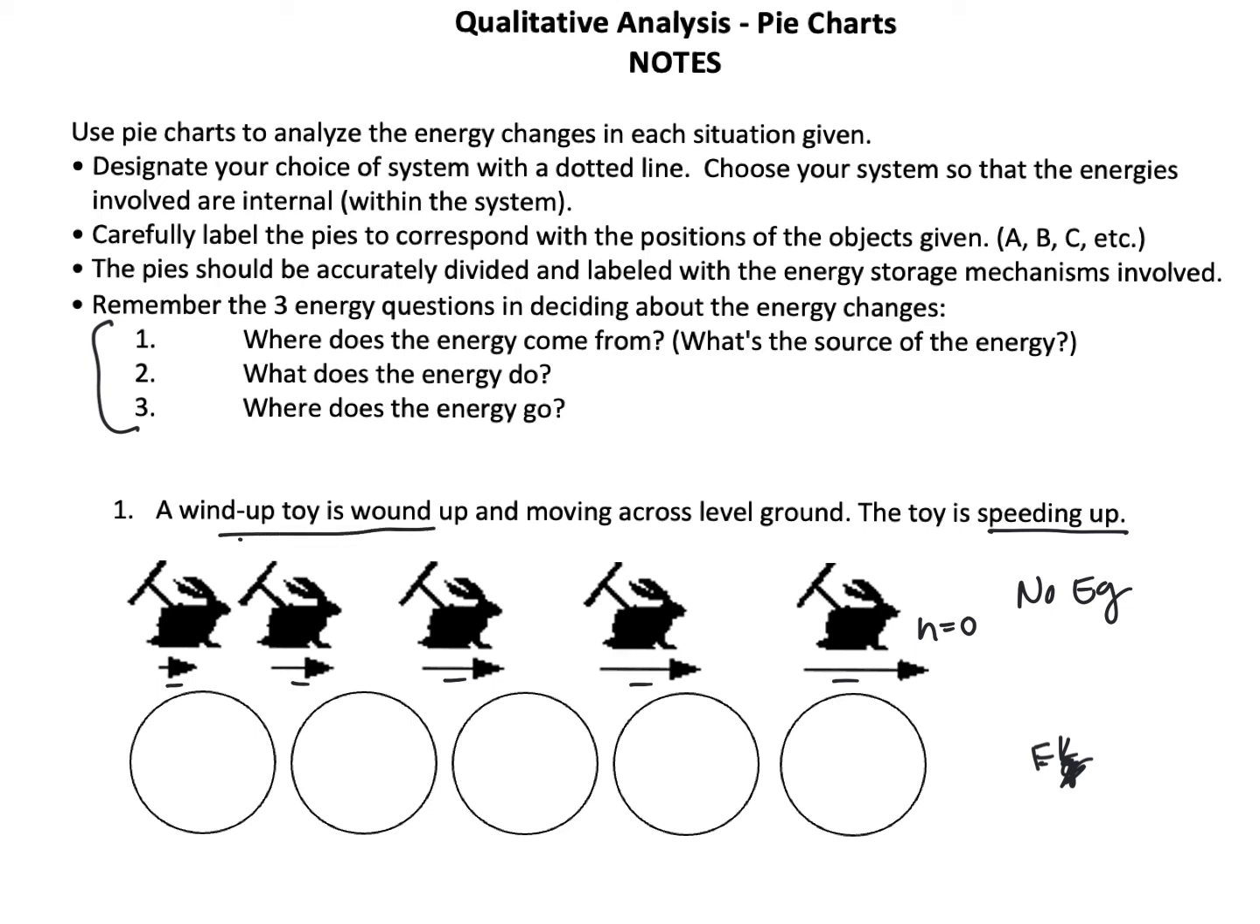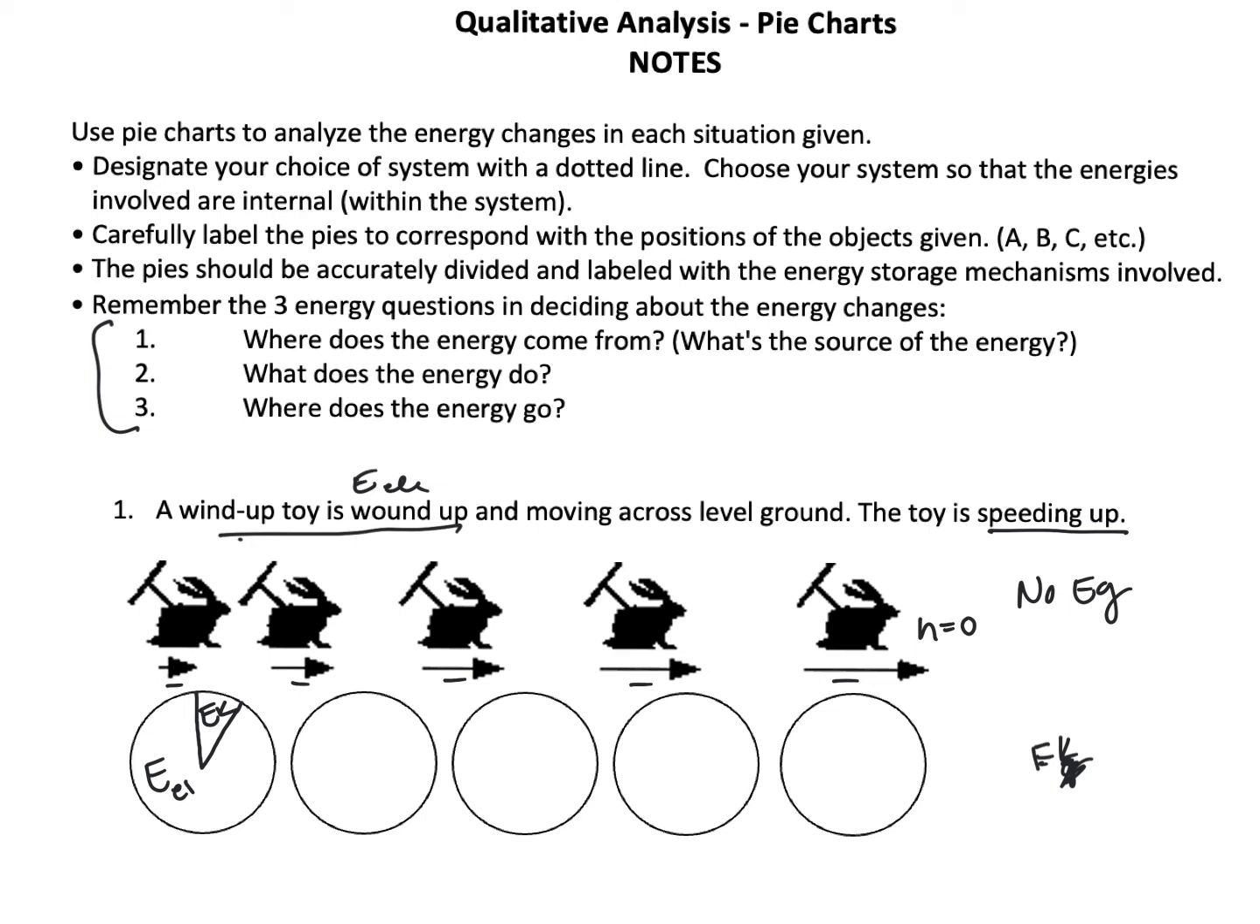The toy is wound up, so that means there's going to be some elastic energy in here, at least in the first several. So in my first pie chart, it does have it moving, but that arrow is relatively small. So I'm going to make a small section, and I'm going to call that EK for kinetic energy. So a small amount of the total amount of energy is kinetic energy. And then the rest, since there is not going to be any gravitational on any one of these pie charts, the rest is going to be elastic.